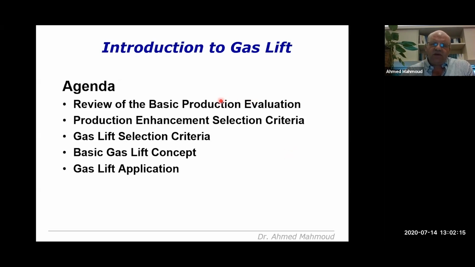Primarily, we will review the basic production evaluation and the basic production system in the oil and gas and petroleum industry. And from there on, we will take the next step into the production enhancement criteria. That is, if the production system is not producing at the rates we want, then what options or criteria do we have to increase and improve this production?